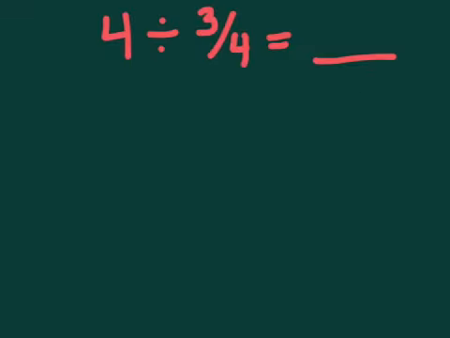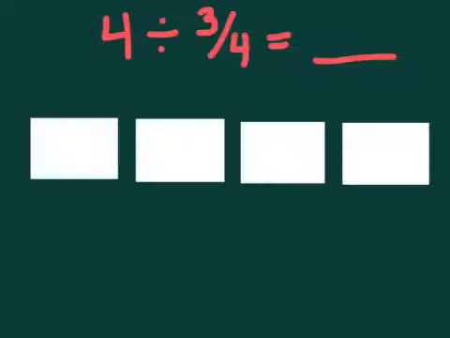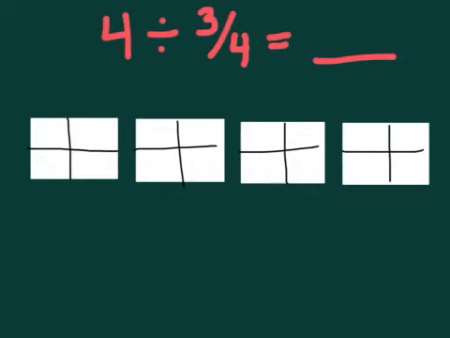Let's look at another example. 4 divided by 3/4. My first step is to draw as many rectangles as the whole number in the problem. So here I need to draw 4 rectangles. My second step is to separate each rectangle into the fractional pieces. So here we have fourths again. Then I need to count how many fourths I'm looking for. So for this problem, I'm looking for groups of 3/4.